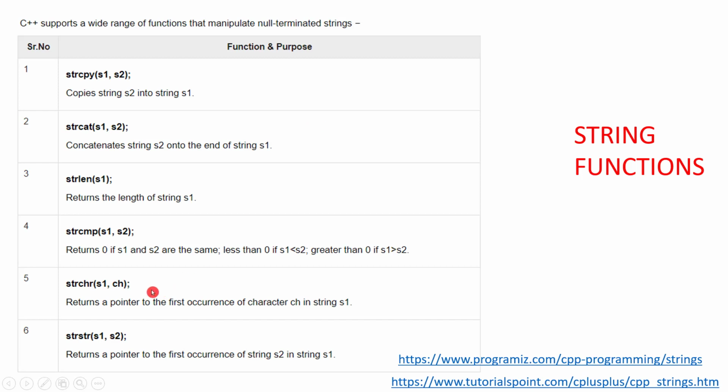It returns 0 if s1 and s2 are the same. Suppose hello is used for both s1 and s2, it will return 0. And if the values are different, then the result will be less than 0 if s1 is less than s2, and greater than 0 if s1 is greater than s2. And yeah, there are one or two more things which are not much important, so we'll see these things in detail in the coming classes.